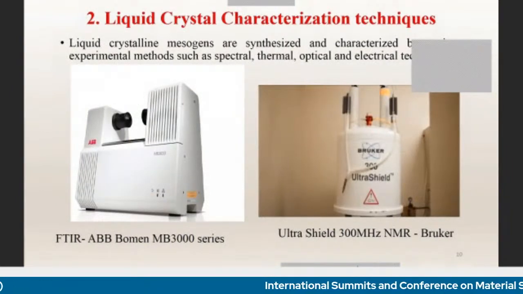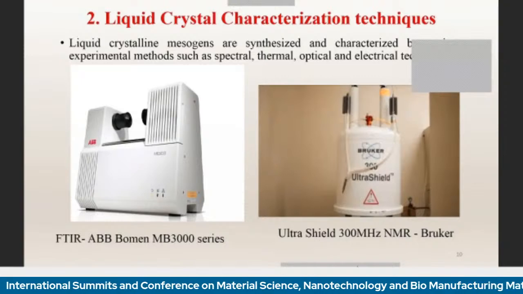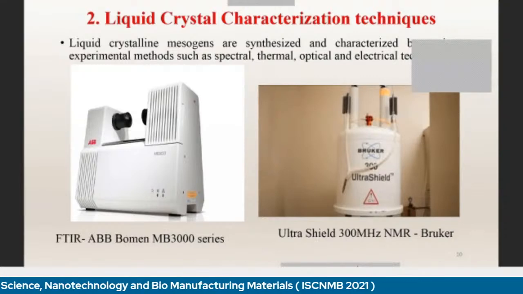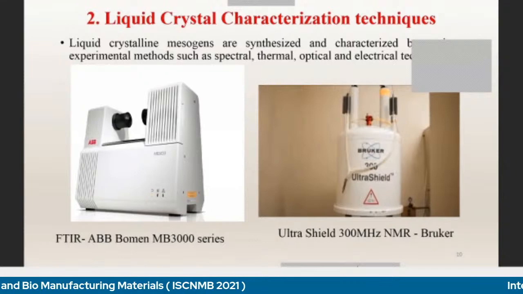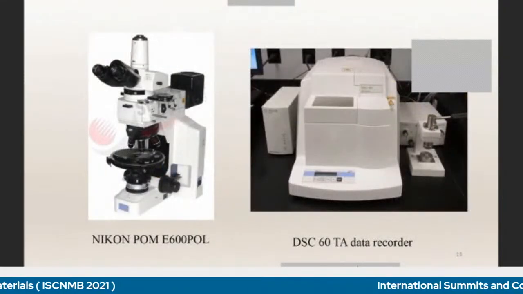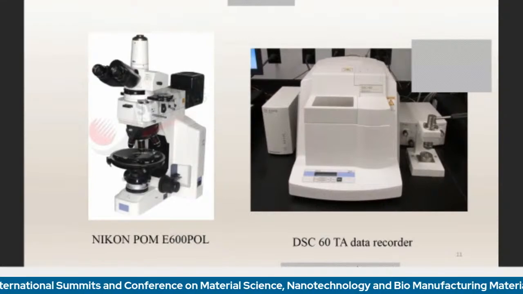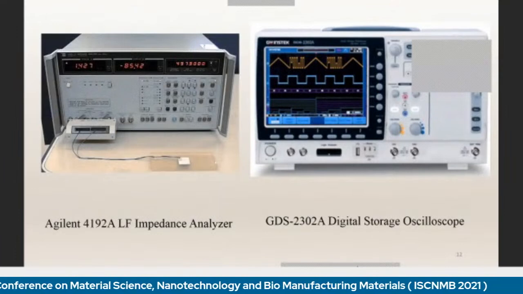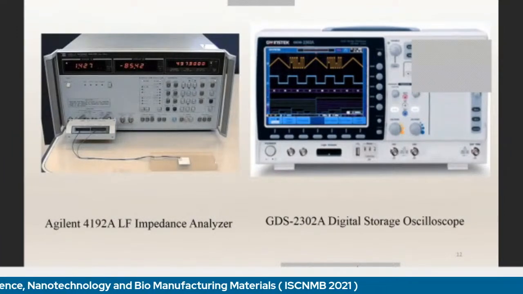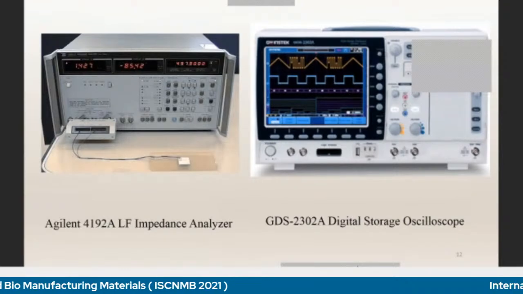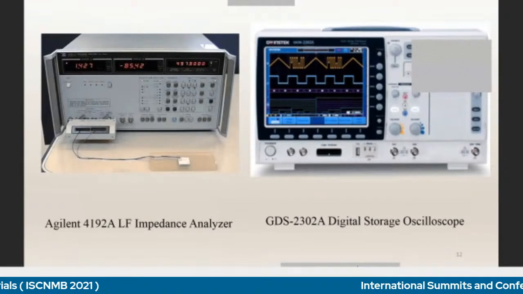And we have liquid crystal characterization techniques. We use FTIR, ABB BOMEM MB3000 series, for the chemical structure confirmation. That is, the hydrogen bond formation is confirmed through FTIR, and the molecular environment possessed by the structure is further confirmed by NMR. And we use an optical polarizing microscope for our optical studies and differential scanning calorimetry for our thermal analysis. And we go for an impedance analyzer, Agilent 4192A, which we use particularly for the extensive dielectric studies. And a DSO, digital storage oscilloscope, we can use for spontaneous polarization.